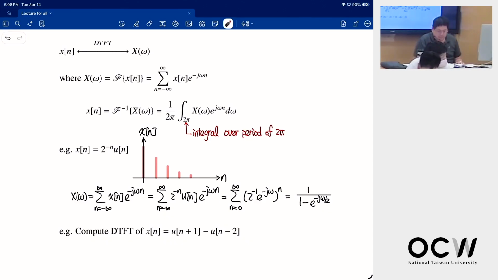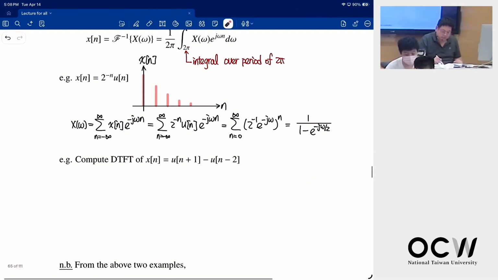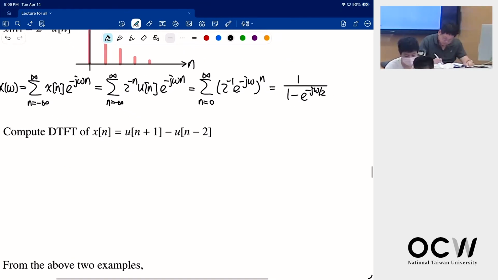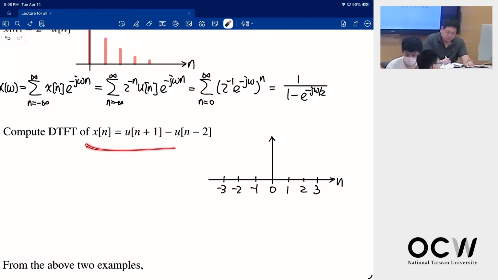Let's see the next example. This is x. Can you plot the signal? So how does it look like? I give you the axis and you plot. Okay, suppose it's here. This is 0, 1, 2, 3, minus 1, minus 2, minus 3. Okay, please plot this signal. How does it look like?